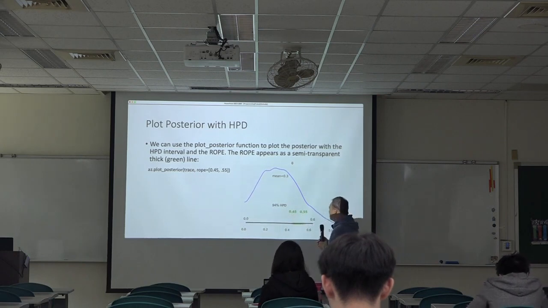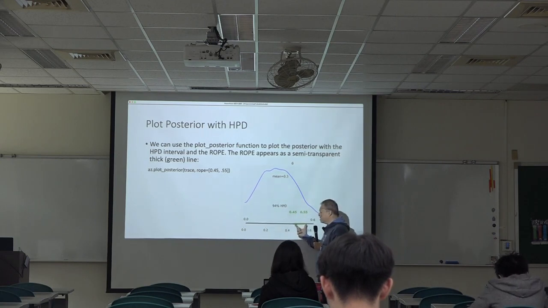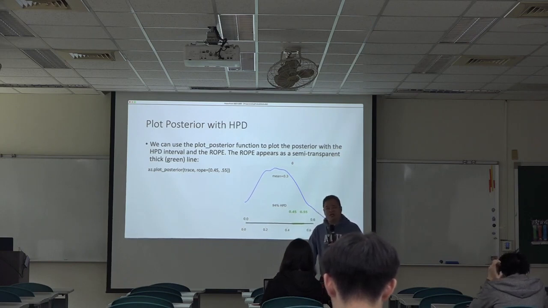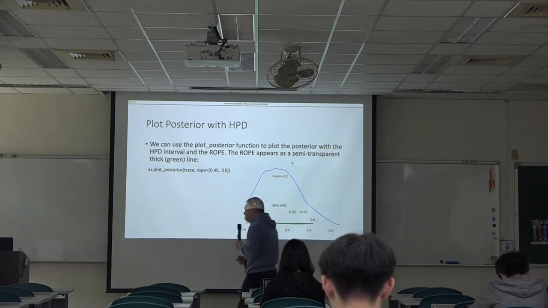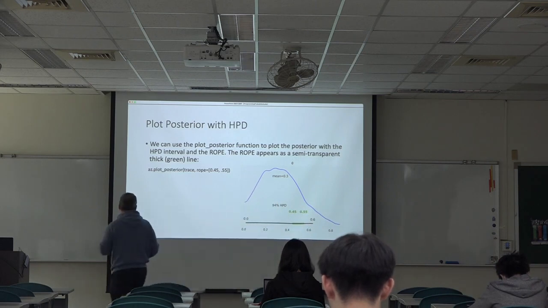From here, you can obviously see that this rope is completely inside the 94% HPD, right? Which tells you that under such a rope setting, based on the data that we collected, this coin is fair, because the rope is completely inside the 94% HPD.